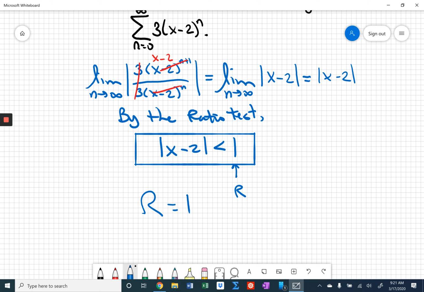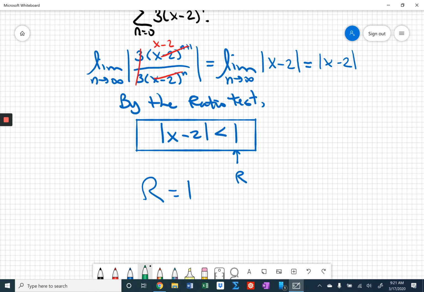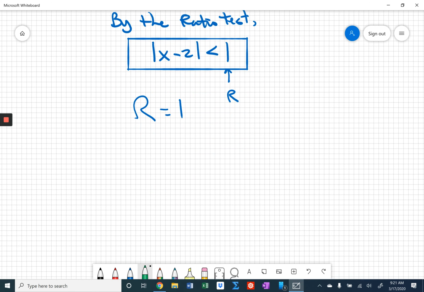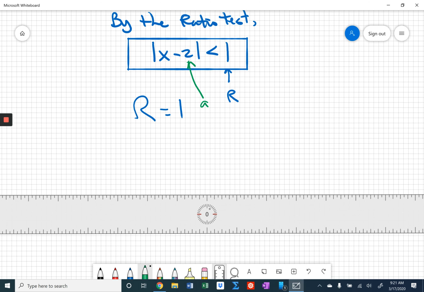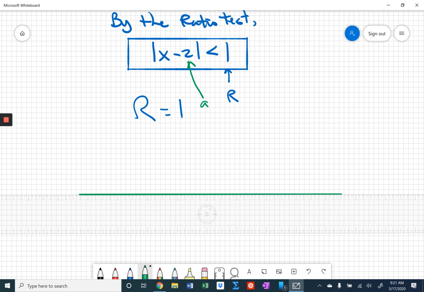All right, I'm going to take this a step or two further, but not all the way to the interval of convergence. I just want to interpret a little bit more what this is telling us. This is our value of a. This is the center of our series. So if I'm dealing with a series centered at a, we know a is 2, and then we have a radius of convergence of 1.